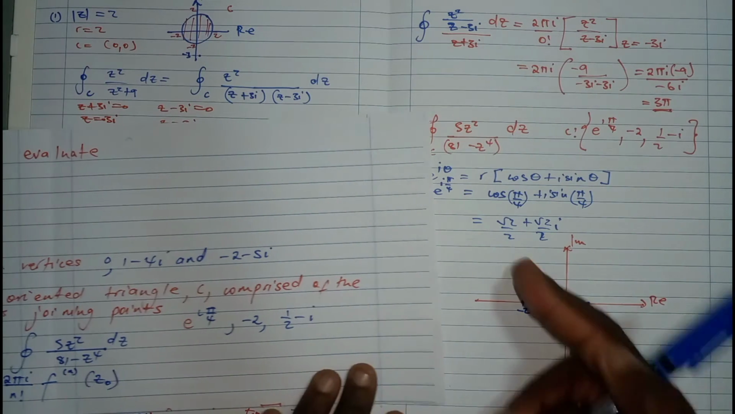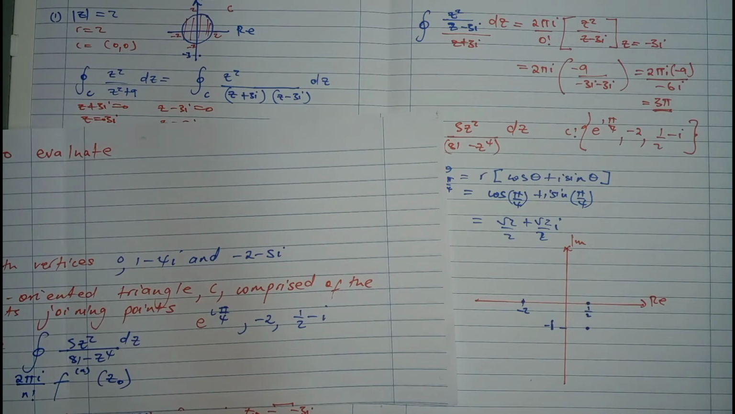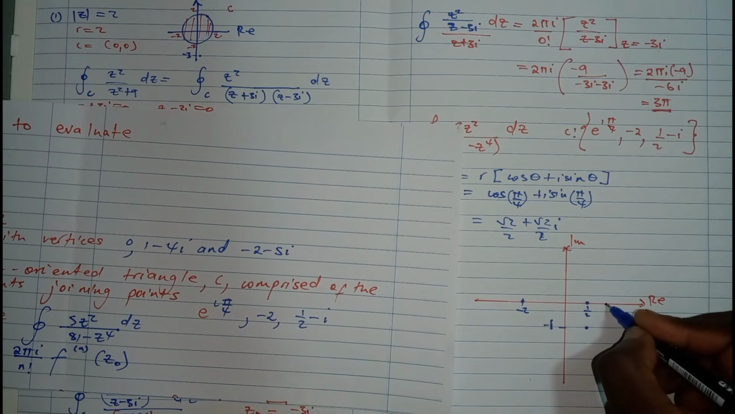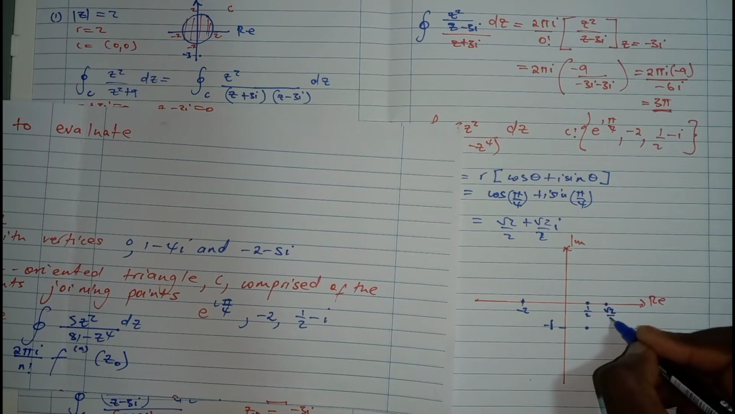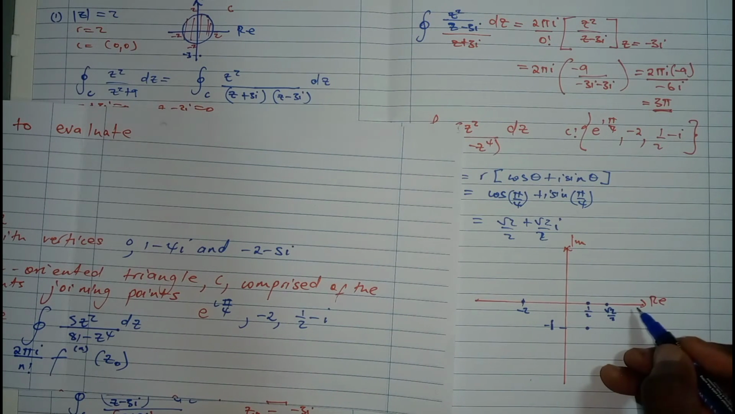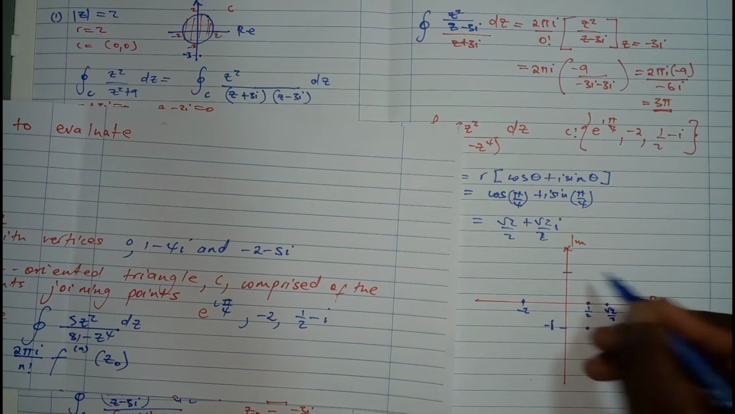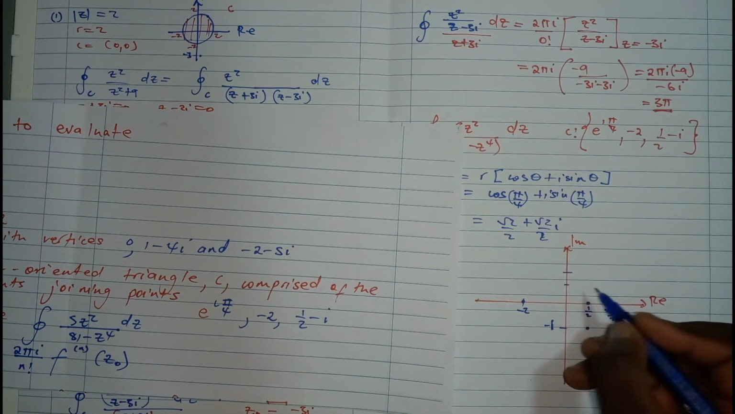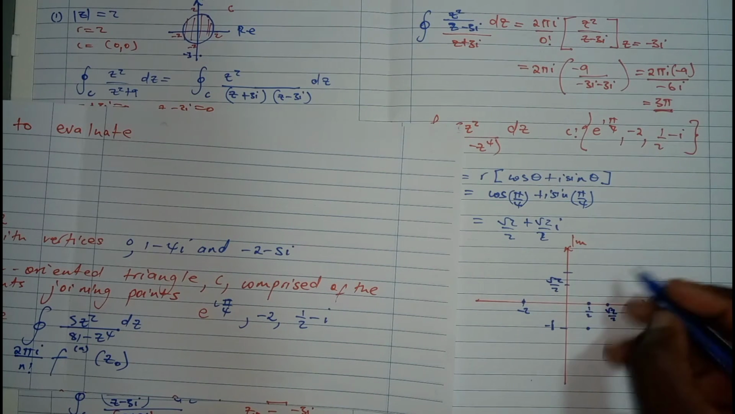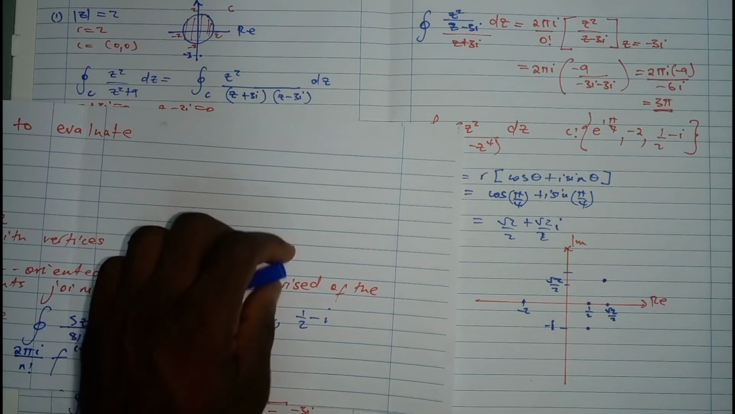Now I'm going to √2/2. So √2/2 is something like 0.7. So that means it's going to be somewhere here. I'm going to write √2/2. This is the positive √2/2 in the real part, and also positive √2/2 in the imaginary part. So I'm going to assume that it's here. Okay, so don't worry about the scale, it's just a sketch.